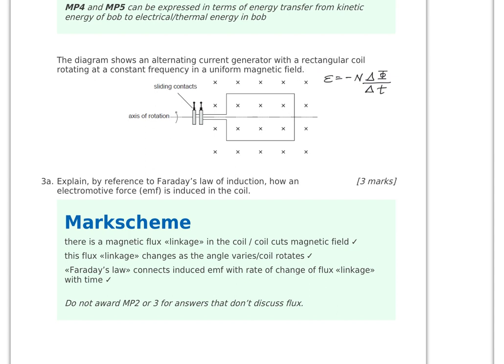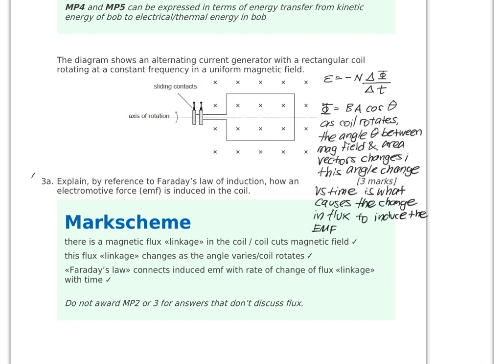And N is equal to 1 because it's just one coil. But how is there a change in flux? So it's another explanation question. EMF is the number of coils times the change in flux over time, and flux is BA cosine theta. Magnetic field strength is constant, area is constant, but the angle is not. As the coil rotates, the angle between the magnetic field and the area vector changes, and that angle change is what causes the change in flux to induce the EMF.